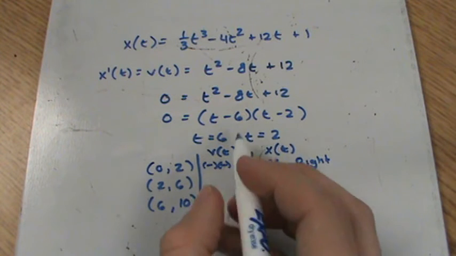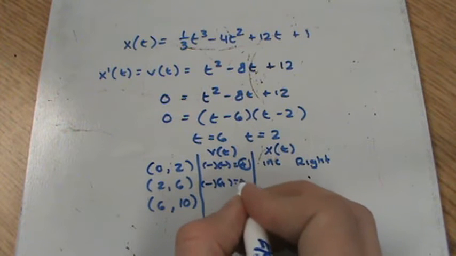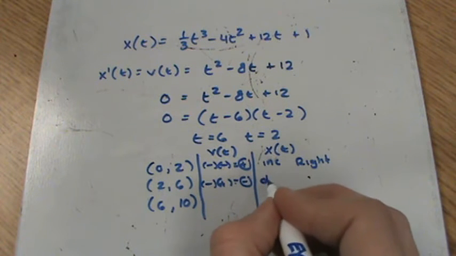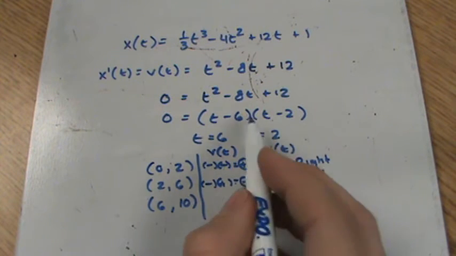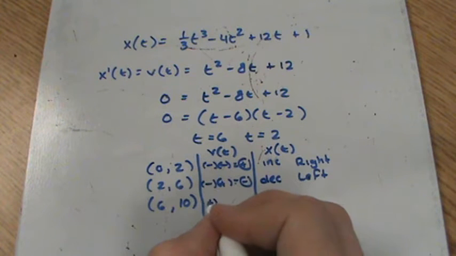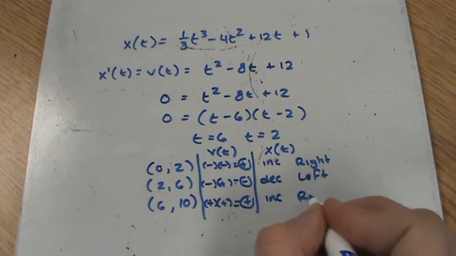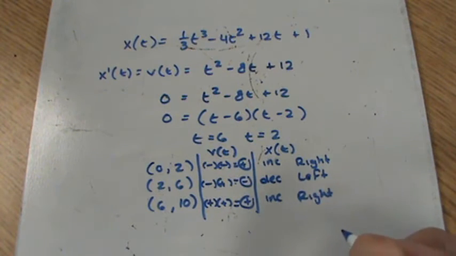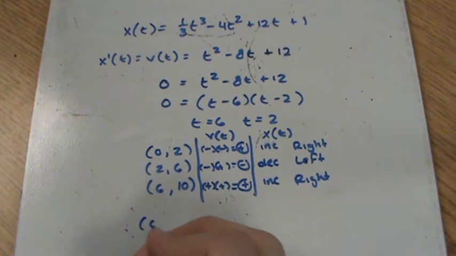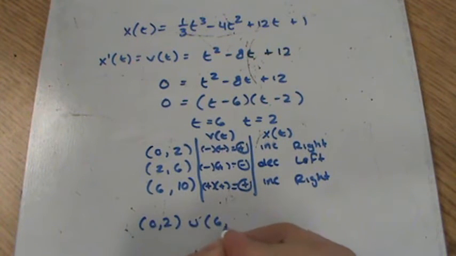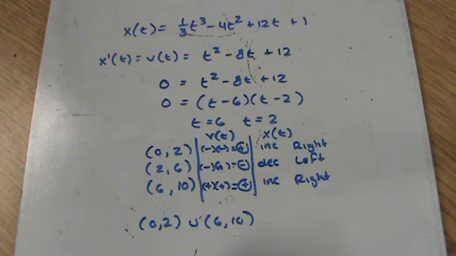If I put in something between 2 and 6, let's say 3, that's going to give me a negative. That's going to give me a positive. This gives me a negative. That tells me x is decreasing, which means I'm going to the left. And between 6 and 10, let's put in 8, positive and positive, which gives us a positive. It's increasing again, which means it's going back to the right. Okay, so our intervals where this is moving to the right are going to be 0 to 2, union 6 to 10. If we wanted to know where it was moving to the left, we would use 2 to 6. So there's the first part.